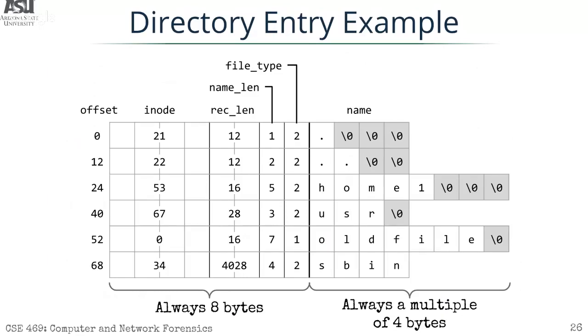Where would 28 end us up? Where would we end up? At the beginning of what? For 40 plus 28. So let's see. This would be 12, right? Yeah, 12, 20, 28. Why would this record point to the end of the next record?